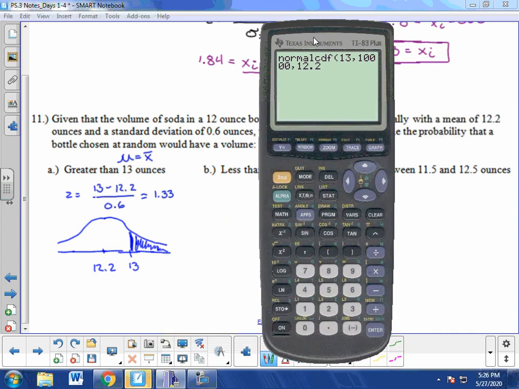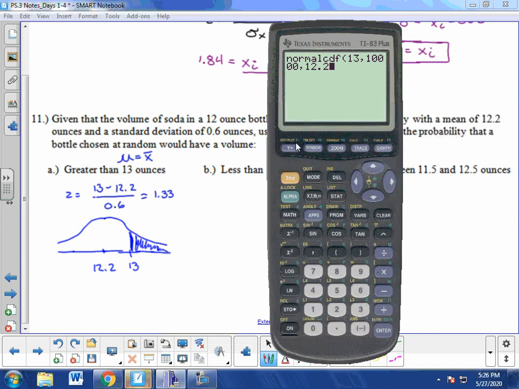Then the last thing that we're going to type in is the standard deviation. And so you should see that symbol on the newer calculators, lowercase sigma. So you can type in 0.6 on the newer calculators. On older calculators, we're going to put in comma and then 0.6. And then hit enter or paste on the older calculators. So what you'll see is this on the newer calculators. What you'll see is this written out as well.